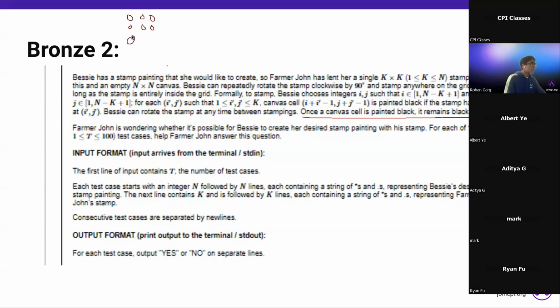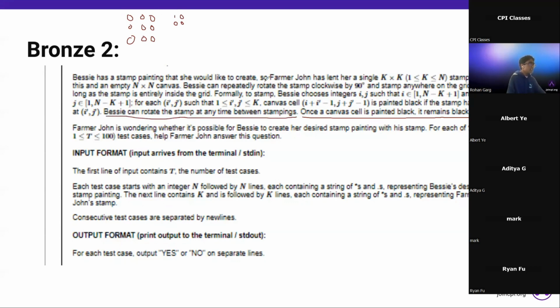And we have a stamp of size k by k. In this case, let's let k equal 2, and the stamp be 1, 0, 0, 0. What we do know is that we can rotate the stamp anytime between stampings.